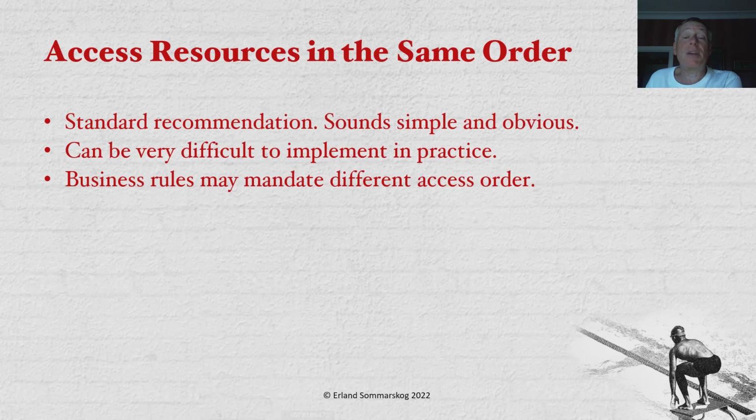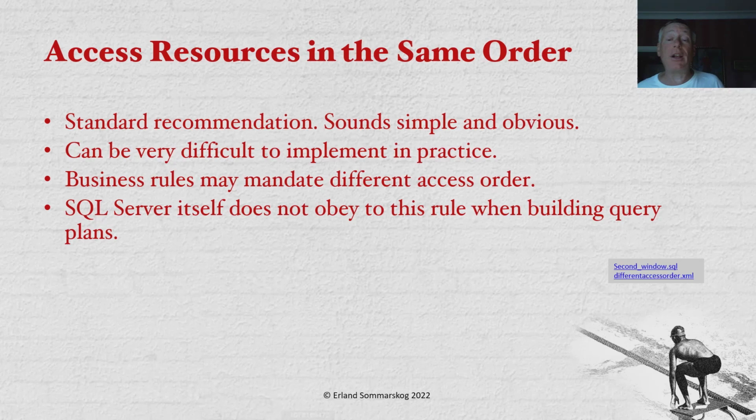It gets even more pronounced if you have multiple tables involved and you update first a row in table A, B, and C for that one. And the business rules say, well, we need to start in D and then go to A and so on. So this can be very, very difficult to implement in practice. Although, of course, there can be situations where a deadlock can be resolved by changing the access order. And hey, not even SQL Server itself obeys this rule when it builds query plans. So let's have a look at this.